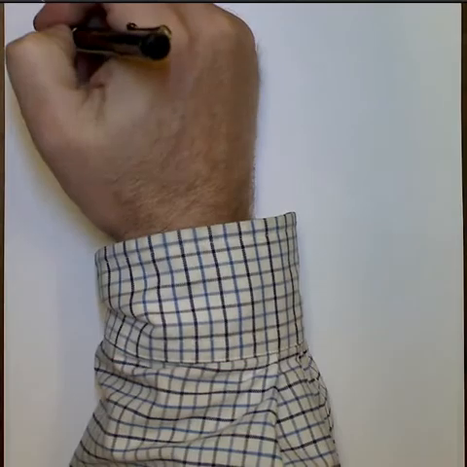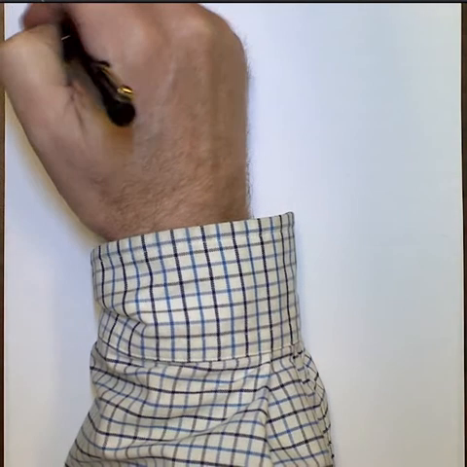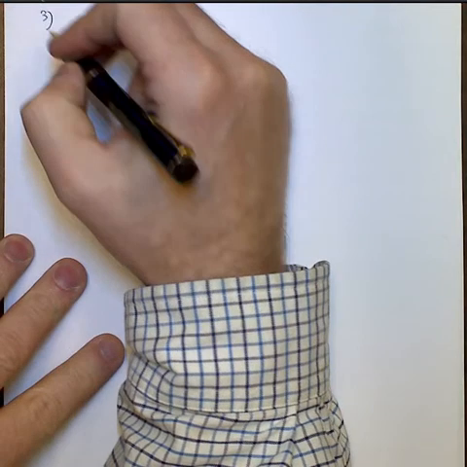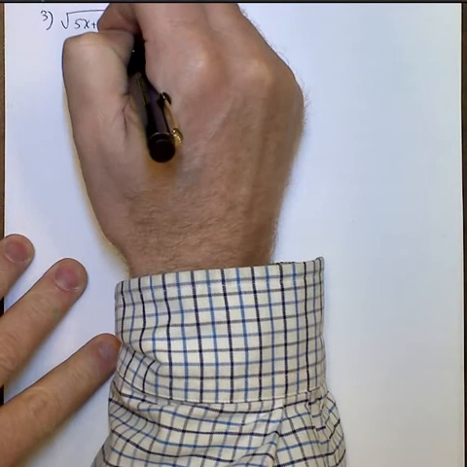6.6 is solving radical equations. So let me do a few of the homework problems to kind of get you started. Let me start with the first one, number 3. In number 3, you're asked to solve the square root of 5x plus 1 equals 6.